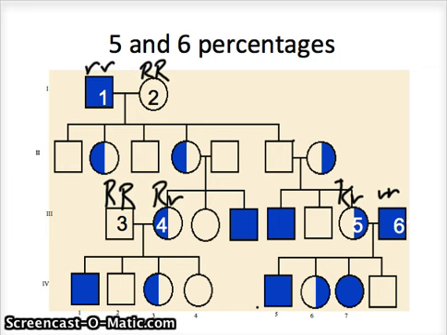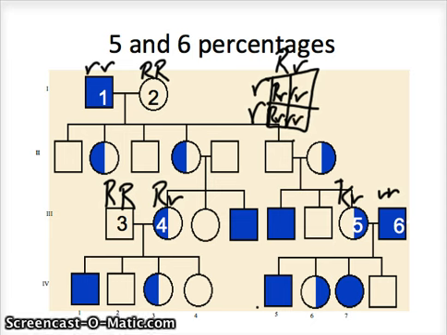Alright, and then our last one is going to be 5 and 6. So 5 and 6 is big R, little r, and little r, little r. A carrier and someone who has sickle cell. So what you see here is big R, little r, big R, little r, little r, little r, little r, little r. So we have 50% are going to be carriers, and 50% are going to have sickle cell.